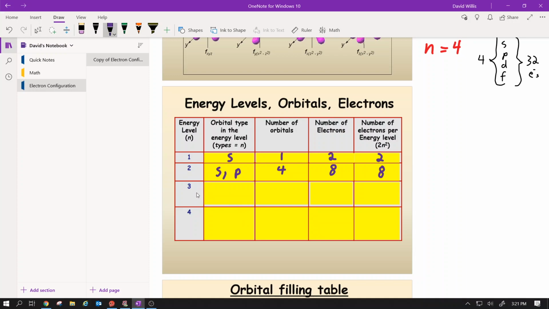All right, third energy level. We've got an S, a P, and a D. The S has 2. We're going to write it this way: the P has 6, the D has 10. And that's going to total up to be 18. So that means I need to come back and adjust this.